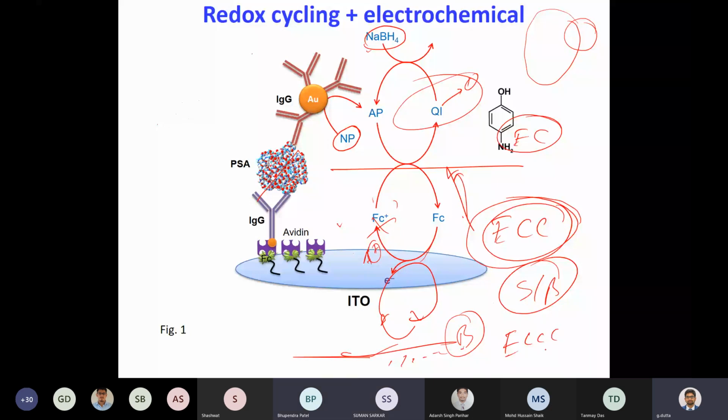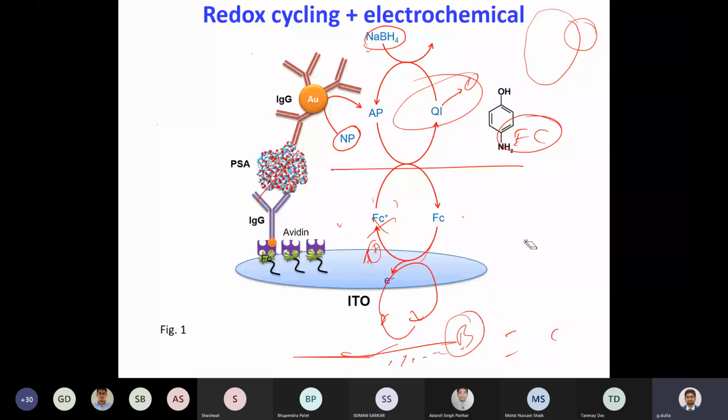Sir, actually, if the chemical reaction increases, then the signal is high. Yeah, as I told you last time. Why? Because when this kind of cycling reaction happens, it helps to transfer the electron much faster. The kinetics become much faster. That's why you are getting a high signal. With more cycles, the transfer rate will be much higher.